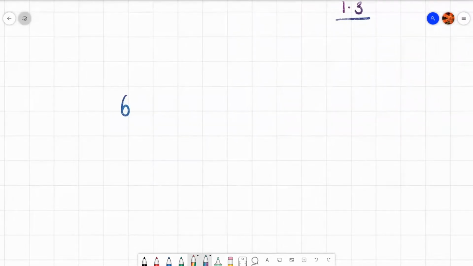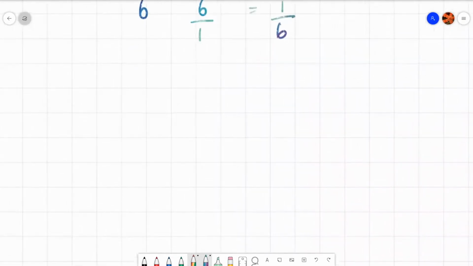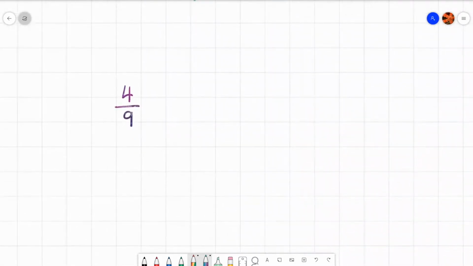Okay, we've got the number 6, the reciprocal of 6. So remember again, I'm going to write it as a fraction, 6 over 1, and we just flip it over, which is 1/6. And we can write that down as a decimal if we need to. Let's have a look at another example, 4/9. Remember, reciprocal is just flipping the number over. That would become 9 over 4.